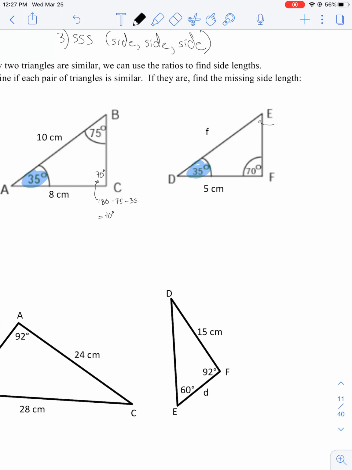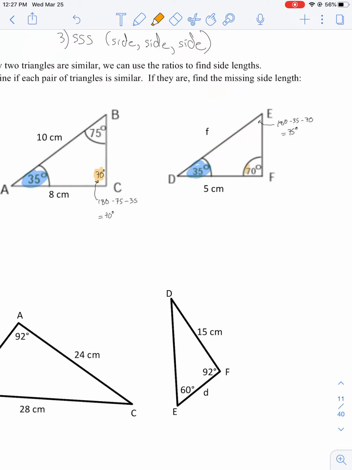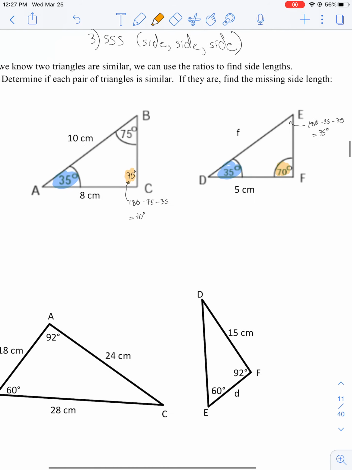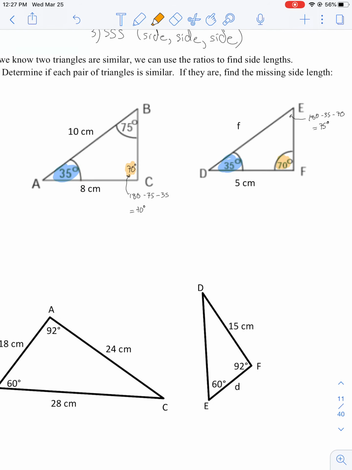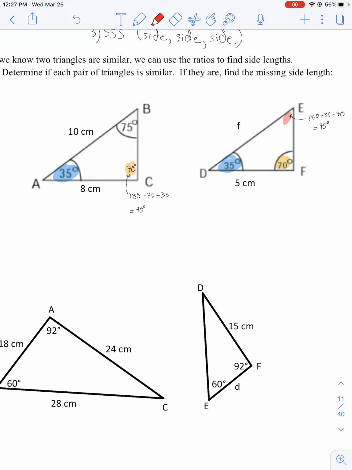Of course, we could take a look at this one and say 180 minus 35 degrees minus 70 degrees is equal to 75 degrees. And we notice that all three angles are the same. Any triangle that has three of the same angles must be at bare minimum similar. If they have the same side lengths, they would be congruent, but it's pretty clear here we don't have the same side lengths. So we're going to use the ratio of the side lengths to find that missing side length, F. There we can see that angle is going to be the same as that angle here.